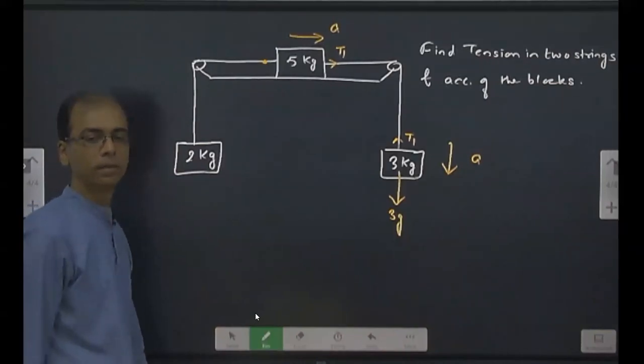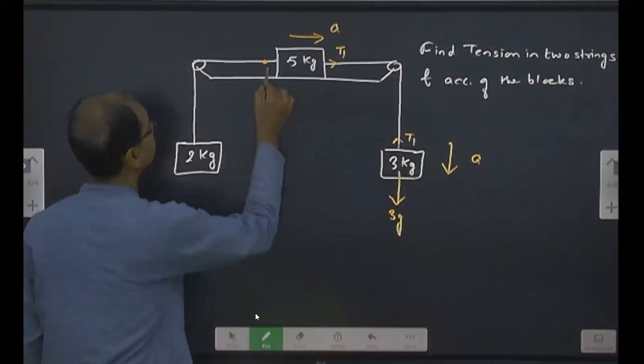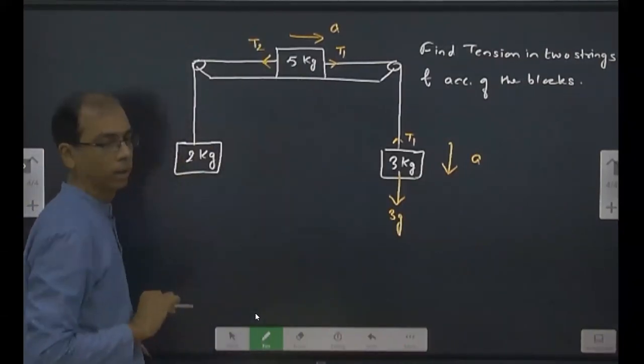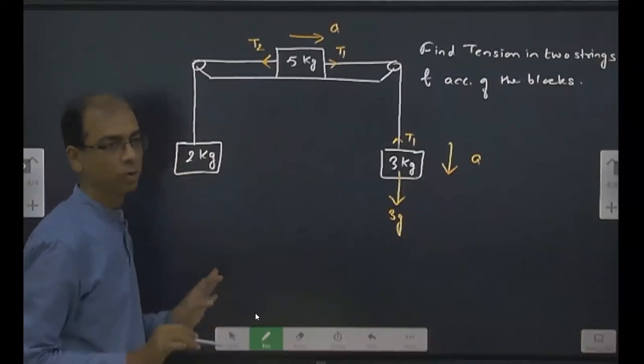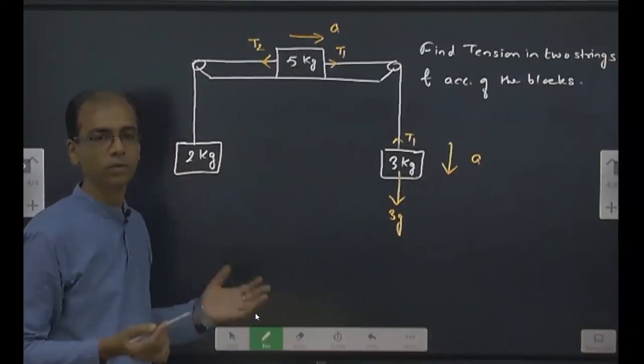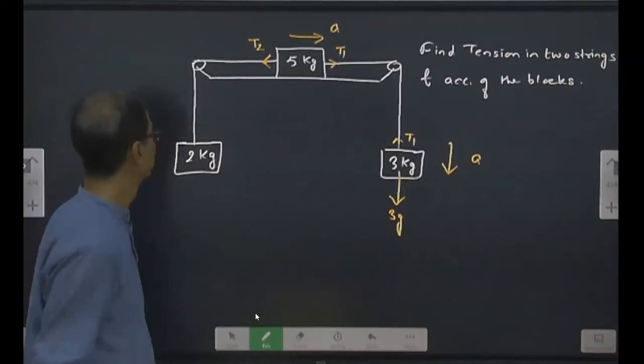Say again. Towards left. Towards left. So here is T2. Okay, done. The 5 kg diagram is over because we know that its weight is already balanced by the normal contact force, so we don't have to make it because it's not responsible for motion.